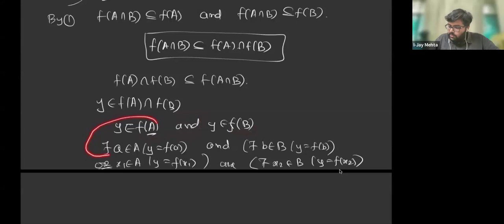Okay. Now y is in f of A, so there is some x1 in A so that y equals f of x1. And now y belongs to f of B, so there is some x2 in B so that y equals f of x2. Now how do we proceed?